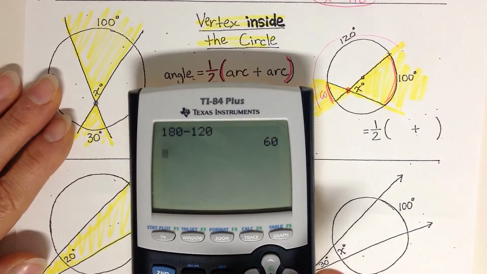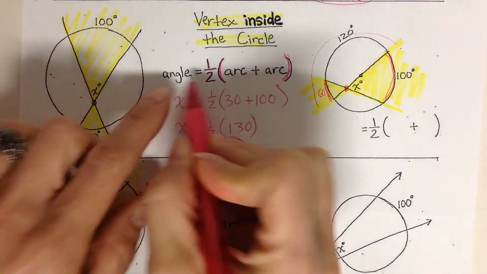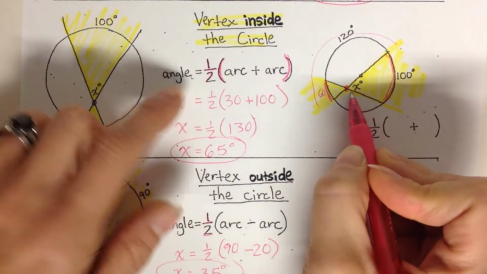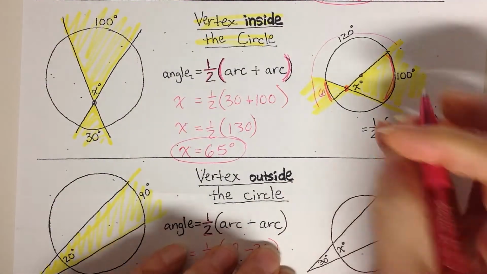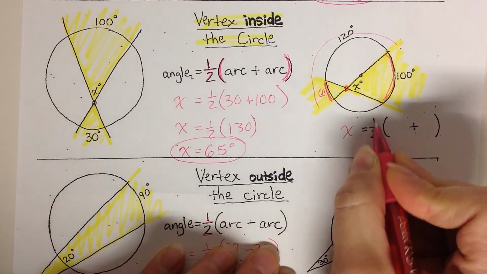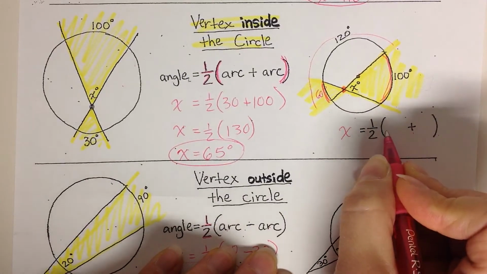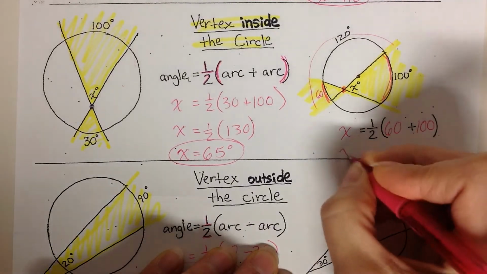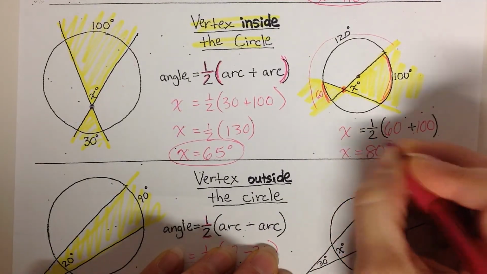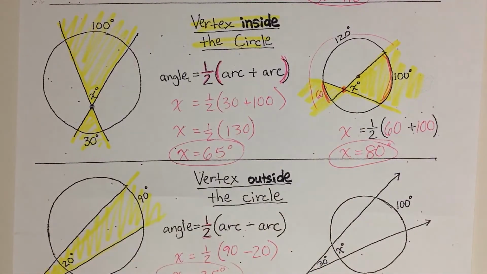Alright, now I'm ready to go to my formula. So angle is half. I'm in the circle. It's a good thing, so I'm going to add them. So my angle x is equal to half of 60 plus 100. Take a minute to do that in your calculator or do the math if you want to.